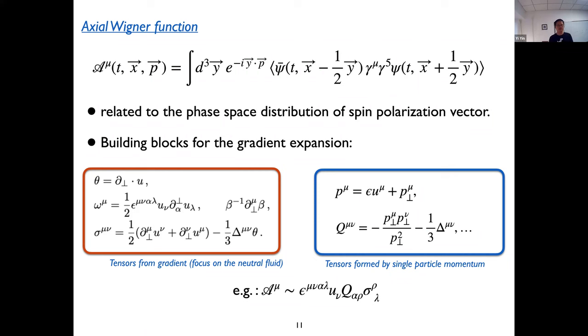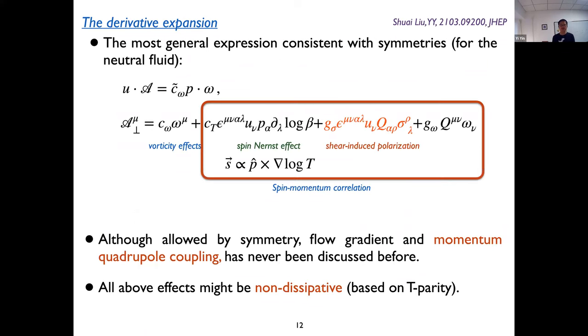So this is the results. In this slide, I will show you the results for neutral fluid, with a focus on the expressions for the axial Wigner functions projected along the directions transverse to the flow. Because physically, this quantity tells us how the spin polarization looks in the frame where the fluid is at rest. So the first term you can write down is simply proportional to omega mu.